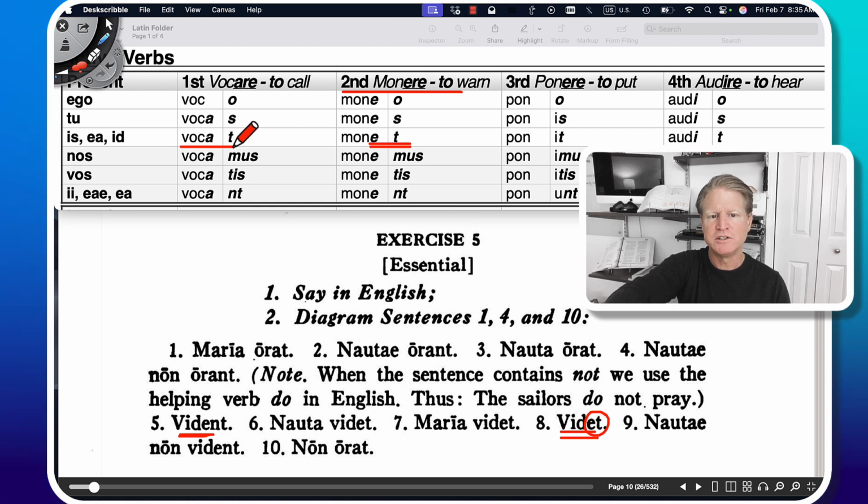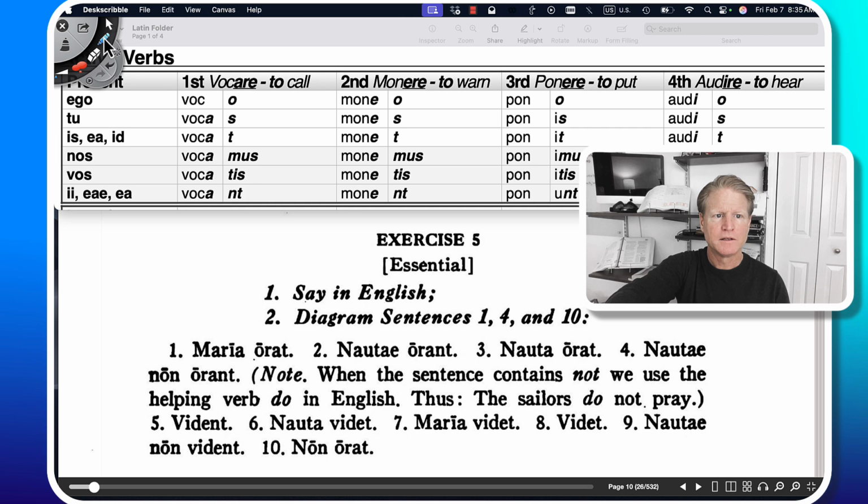Vocat, just so you know, means he, she, or it calls. Monet, he, she, or it warns. Ponet, he, she, or it puts or places. Audit, he, she, or it hears. So the point is, all these T's over here mean he, she, or it. And here we have videt, he, she, or it sees.